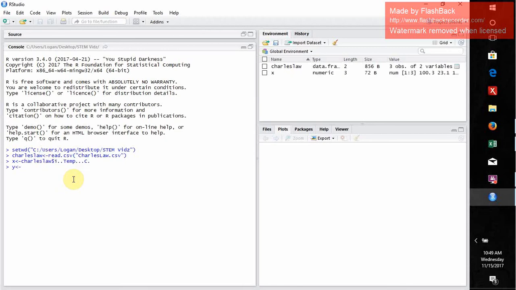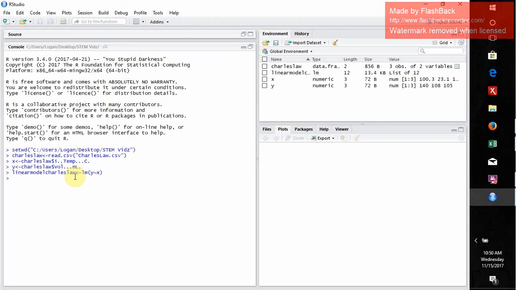And because I want the corresponding volumes on the Y-axis, I'm going to call the corresponding volume column. Because I want to do a least squares linear regression, a LINEST, on this data, I need to establish a linear model for analysis. And I'm going to call this, I'm giving it a name now, linear model Charles Law. And the way we can establish this linear model is with the code LM, linear model, where Y is proportional to X.